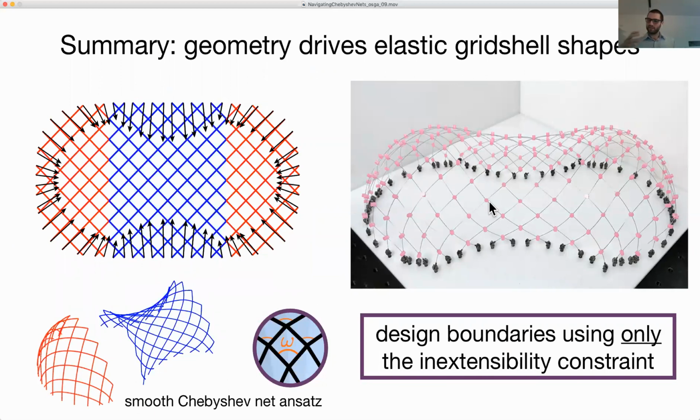You can piece together more complicated shapes using this Chebyshev net ansatz, both in the domain and on the surface that you want to target. So here, for example, we fused together a Chebyshev net on a portion of the hemisphere and a portion of the saddle to make this sort of mixed curvature shape that you see. And the entire thing here is done just by this geometric ansatz, not worrying at all about the bending energy and hoping that it will guide us to the correct solution, which it seems to do.